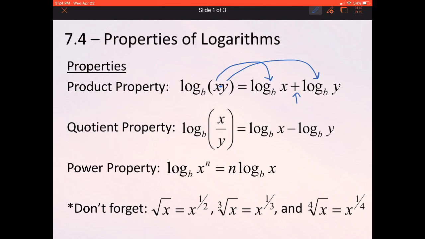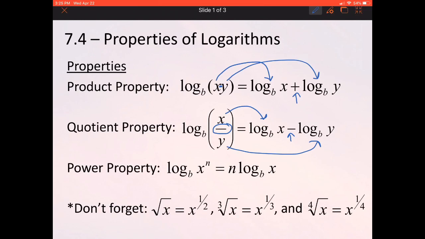For the quotient property, notice this time we're dividing, right? That's why it's called the quotient. And when we go to separate the two logs this time, we don't separate it with addition, we separate it with subtraction. So the quotient property, if we're dividing two things, then when we separate it, it becomes minus. Or think of it this way, whatever we have in the denominator gets a minus sign in front of it.